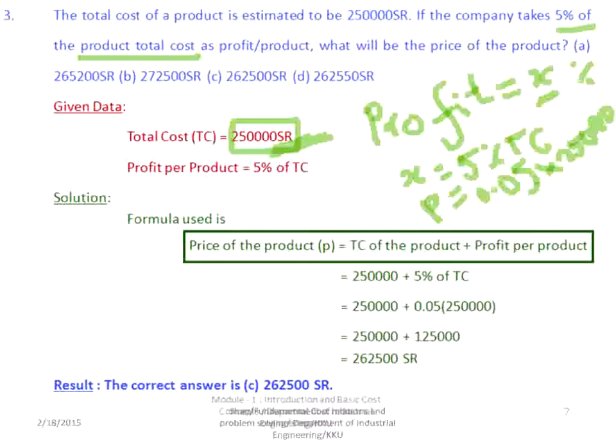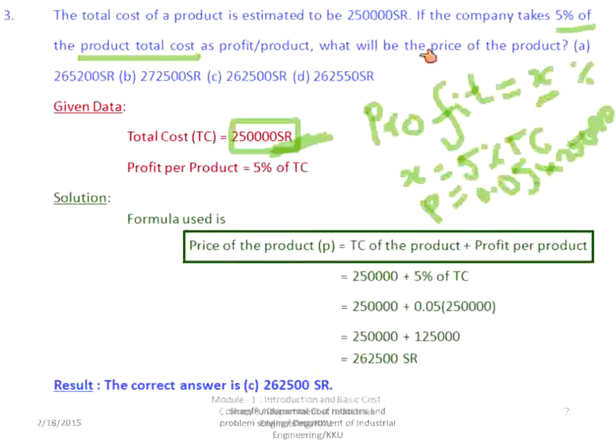The very important thing you should note down in this question is that the value of profit is not given directly. They have given it in terms of total cost. That is why I write here profit equal to 5% of total cost. Now let's see how we are going to solve this.